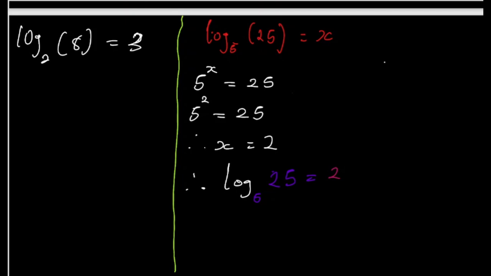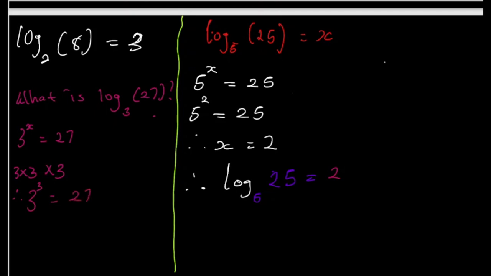So let's check more. This one says, what is log base 3 of 27? How do we find it? Remember, first your base. What is the base? 3. So what power will 3 be raised to get 27? Let's say 3 times 3 is 9, 9 times 3 is 27. So therefore 3 to the power of 3 is equal to 27. So log base 3 of 27 is equal to 3.